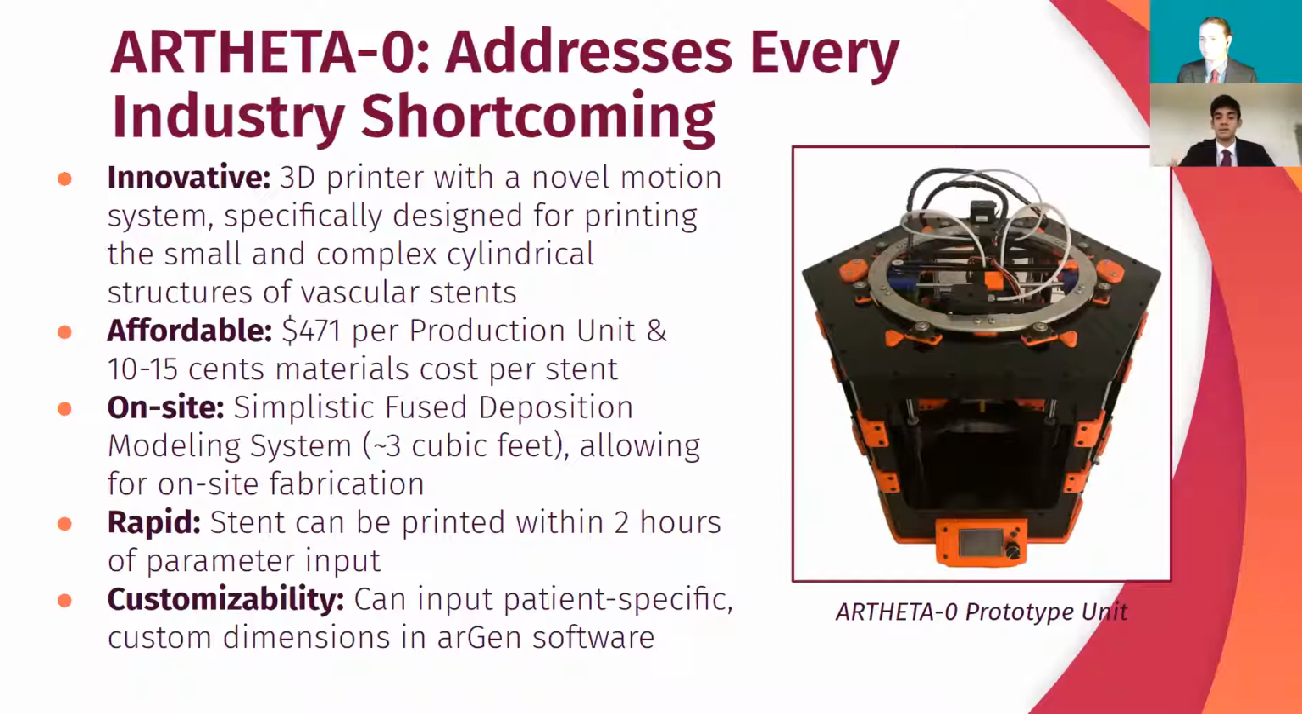So basically, a doctor can input stent parameters in the user interface of the RGen software, and then this will convert those parameters into machine code or G code that is specifically formatted for our motion system, and then a stent will be delivered within 2 hours.